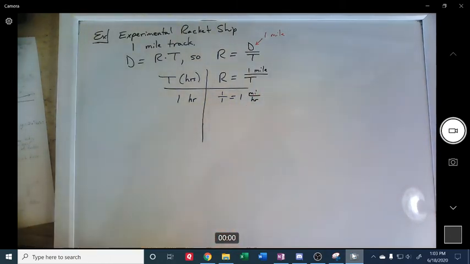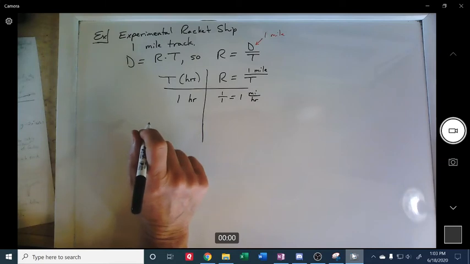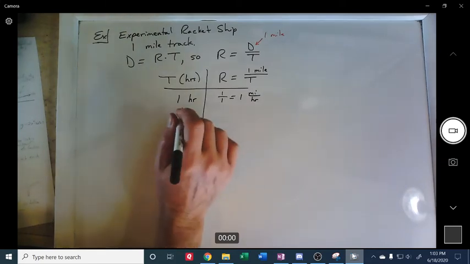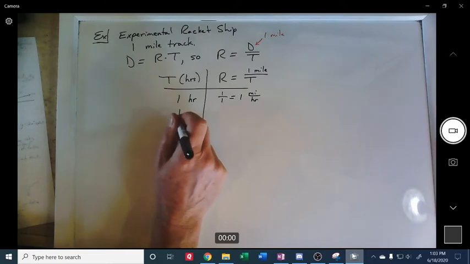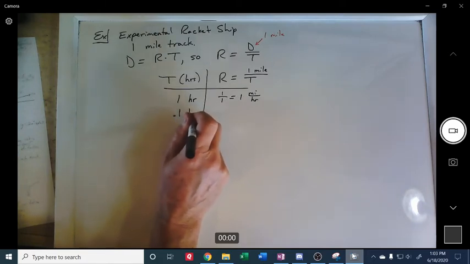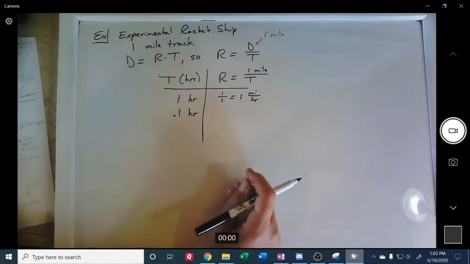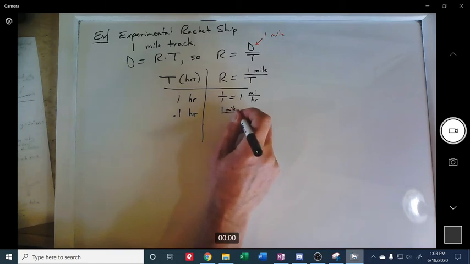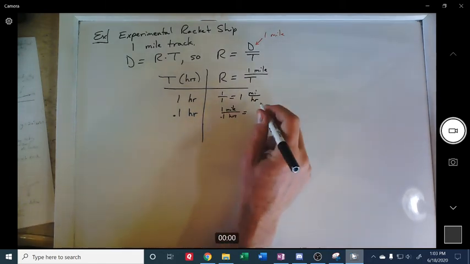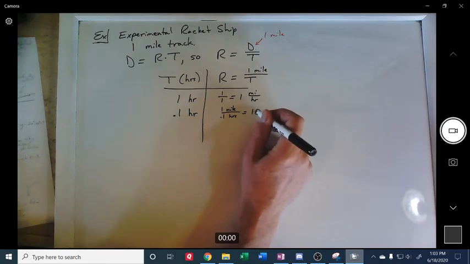Now, suppose you tampered with the rocket ship, and you got it to go in 1/10 of an hour, 0.1 hours. Then it did the 1 mile in 0.1 hours, and the top number is 10 times as big as the bottom number, so it's 10 miles per hour.